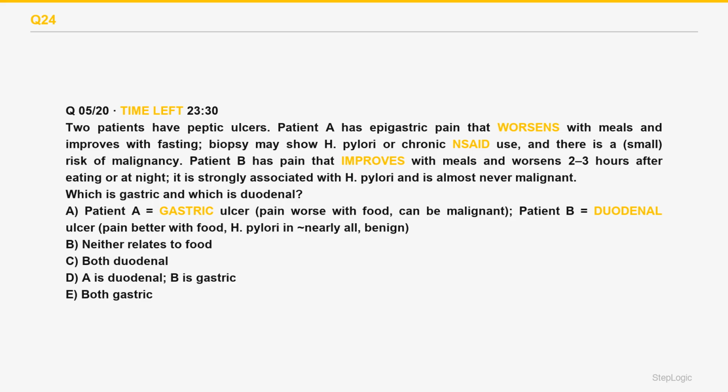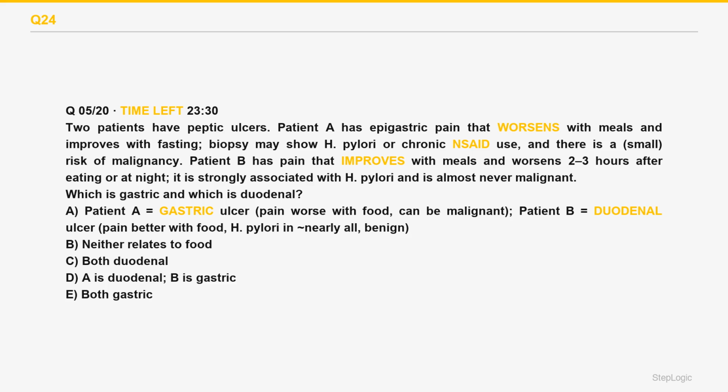Which is gastric and which is duodenal? Two patients have peptic ulcers. Patient A has epigastric pain that worsens with meals and improves with fasting. Biopsy may show H. pylori or chronic NSAID use, and there is a small risk of malignancy. Patient B has pain that improves with meals and worsens 2 to 3 hours after eating, or at night. It is strongly associated with H. pylori and is almost never malignant.